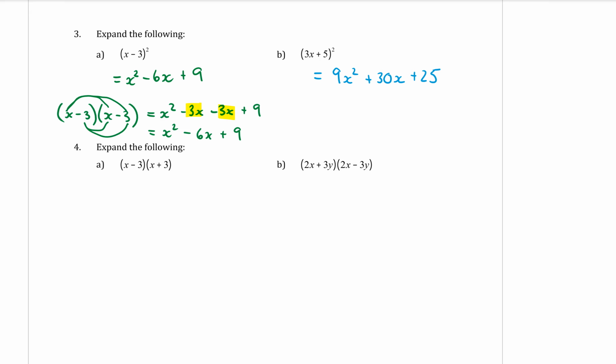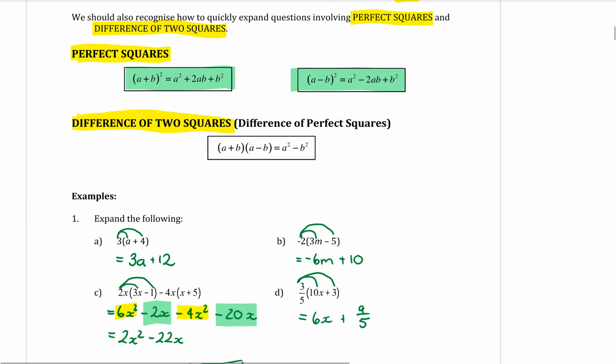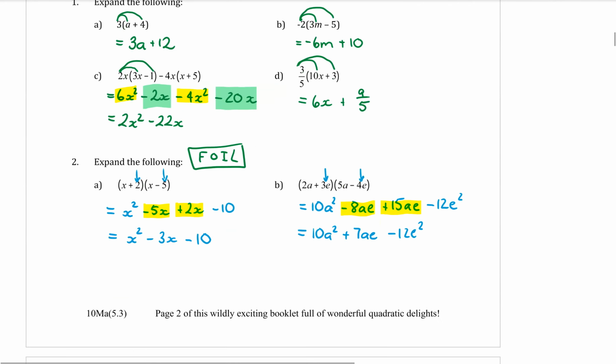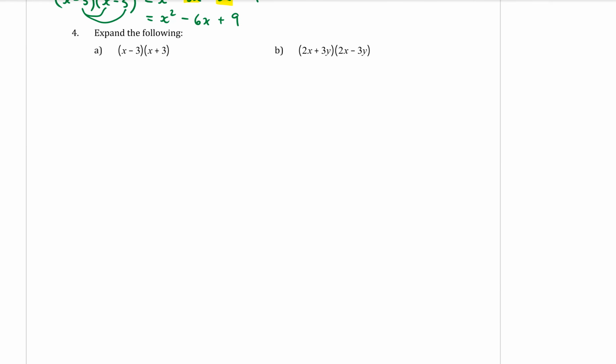Okay, question 4 is using the difference of two squares shortcut. So just a little reminder back here at the top of the other page, that is this formula here. So remember, in this method, it's the middle two terms that cancel out. So when you see the question, you'll see they both have x's and 3's, but one has a plus sign and one has a minus sign. It doesn't matter if the plus sign is first or second, it will work the same either way.